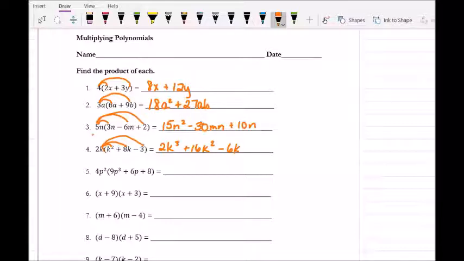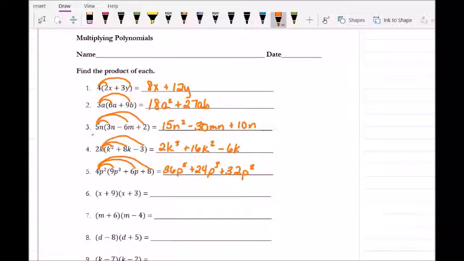a base of k, they're all to different powers, so they're not like terms. And number 5, 4p squared times 9p to the third would be 36p to the power of 5, 2 plus 3. Then 4p squared times 6p is 24p to the third. 4p squared times 8 is 32p squared.